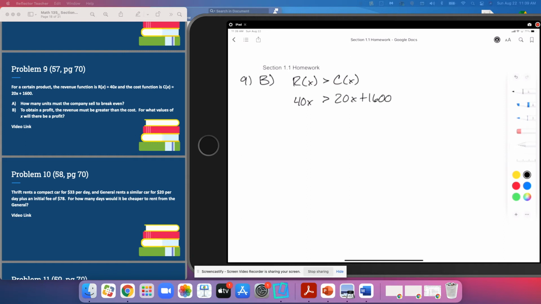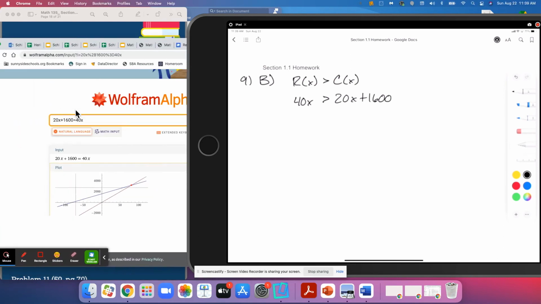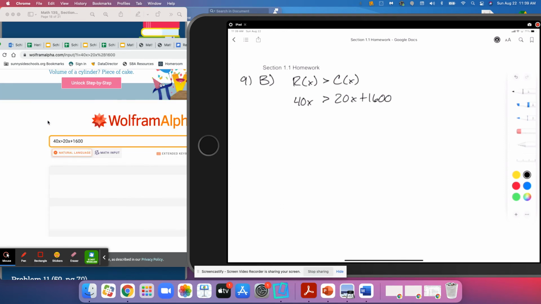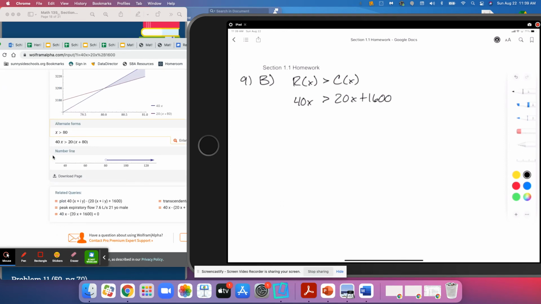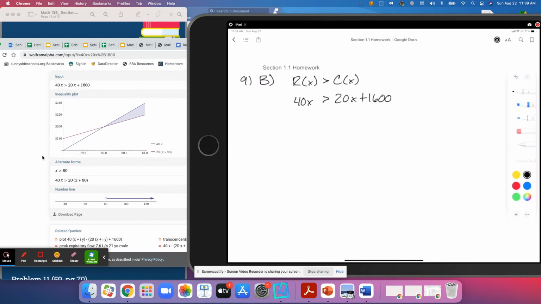And again, Wolfram is super helpful for this sort of thing. So let's bring it back into the scene here. On my computer, the greater than and less than symbols are down by the period and the comma. And so I'll have 40x is greater than 20x plus 1,600. Wolfram will figure this out for us pretty quickly. It's going to say x is greater than 80.